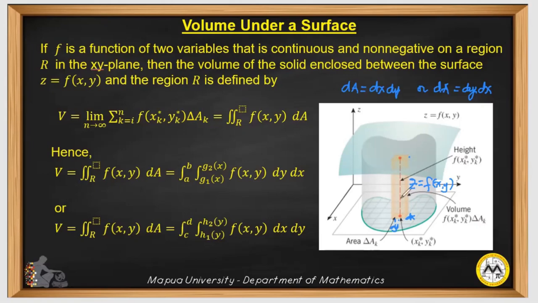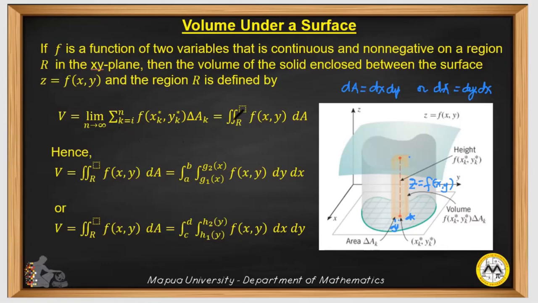If we get the summation of the volume of the infinitely many rectangular parallelepipeds here, then we can denote that by the summation of the height, f of x sub k, y sub k, times the base delta A sub k, where k goes from 1 to n. If we get the limit of the sum as n increases without bound, these posts become like lines, then this is the Riemann sum, and this is equivalent to the Riemann integral, the double integral of f of x, y times the differential of A over the region R.